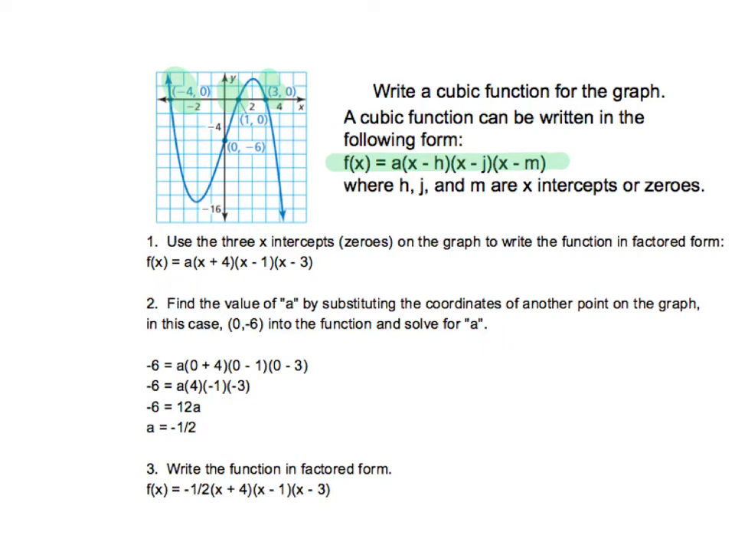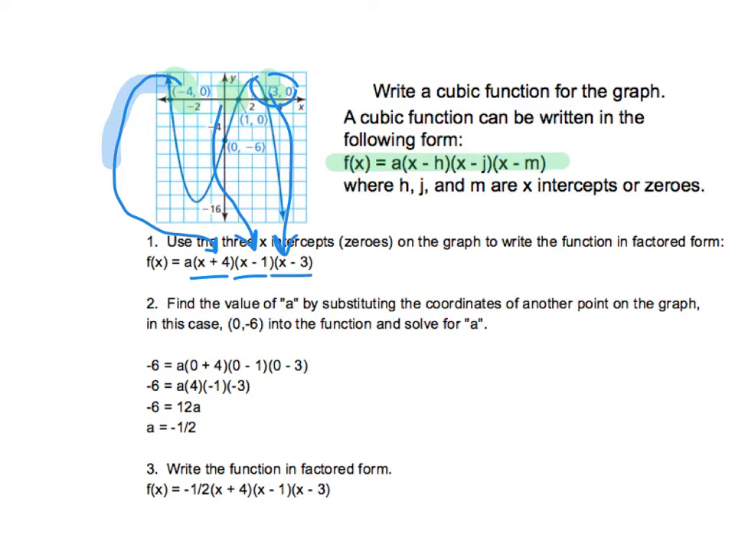So when we go to write that, that -4 becomes x plus 4. That 1, 0 point right there becomes your x minus 1, and then 3 right here becomes your x minus 3. Because remember, when we write it in factored form like that, it's always the opposite sign. So -4 would be x plus 4, +1 would be x minus 1, and +3 would be x minus 3.